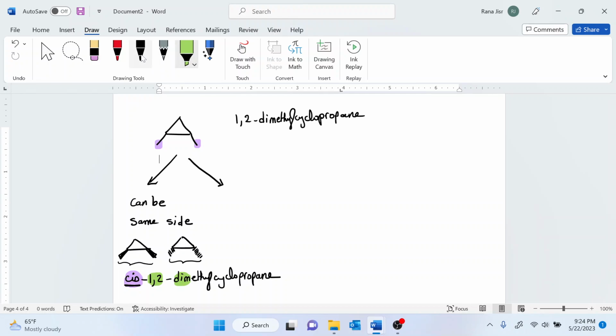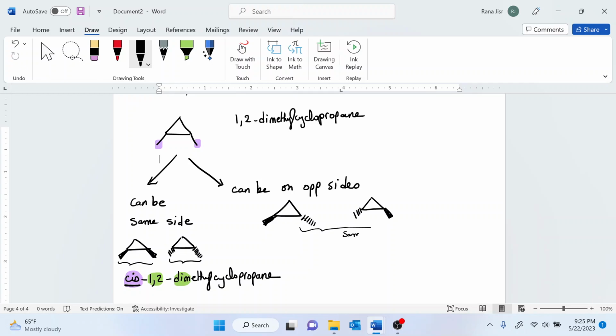The other arrangement of the dimethyl is that they can be on opposite sides. And if they are on opposite sides, then I have to represent them with one of them being up, the other one going to be down. These are going to be in different planes, or vice versa. One of them is going to be down, and the other one is going to be up. And again, those 2 are going to be the same representation.